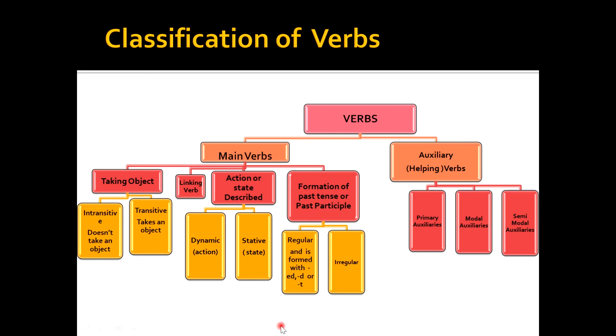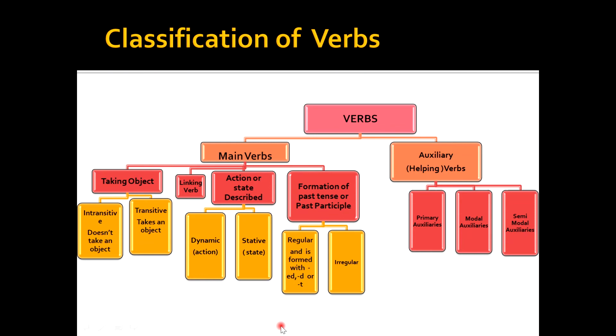Next category is based on the formation of past tense and participle. They are regular and irregular verbs. Regular verbs are those verbs which have their past tense forms and participle forms formed using the inflectional suffixes like ed, d, or t. Some examples are study, studied, studied; send, sent, sent; work, worked, worked; cook, cooked, cooked.